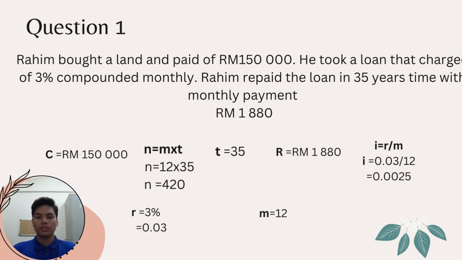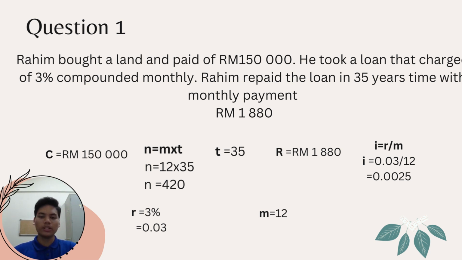The example question for annuity is: Rahim bought a land and paid off RM 150,000. He took a loan that charged 3% compounded monthly. Rahim repaid the loan in 35 years' time with a monthly payment of RM 1,880.